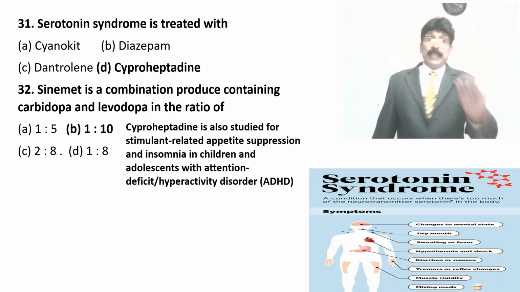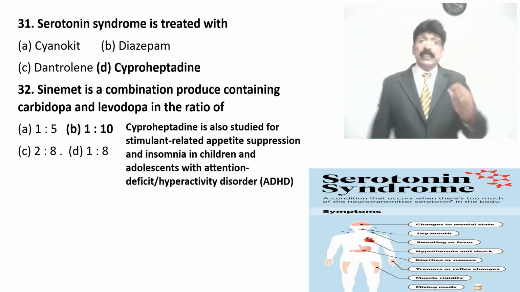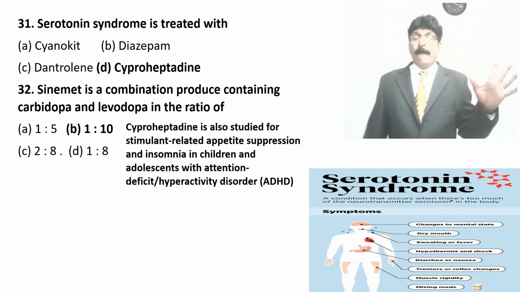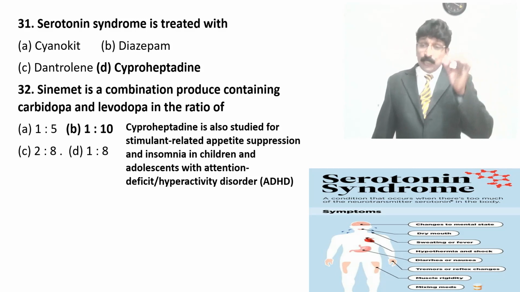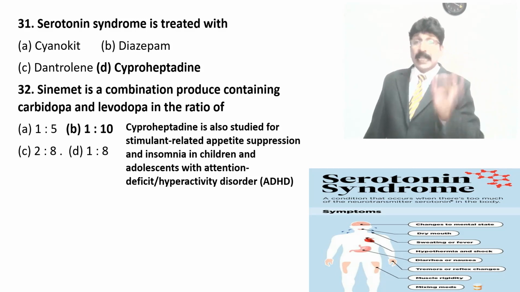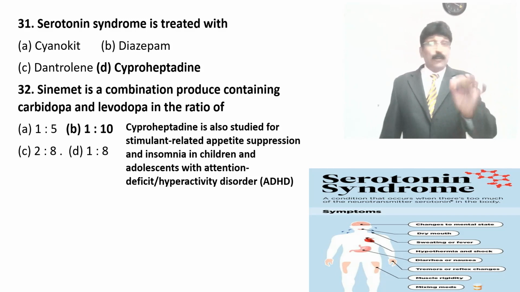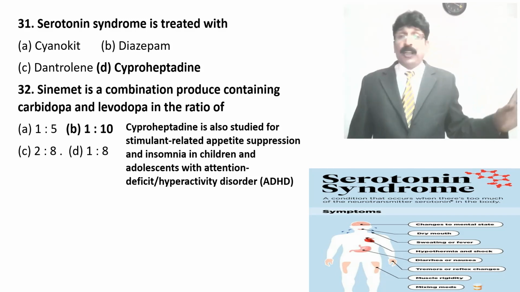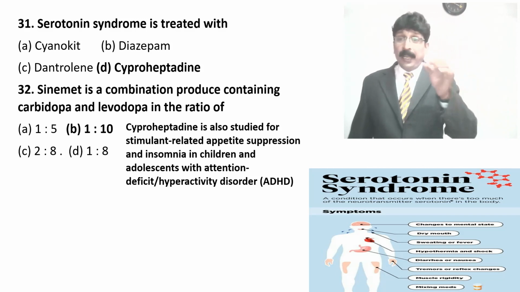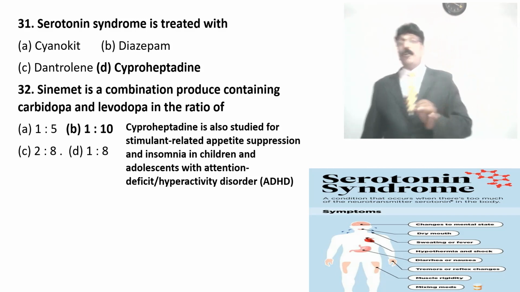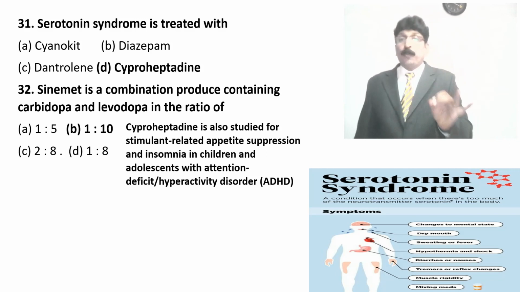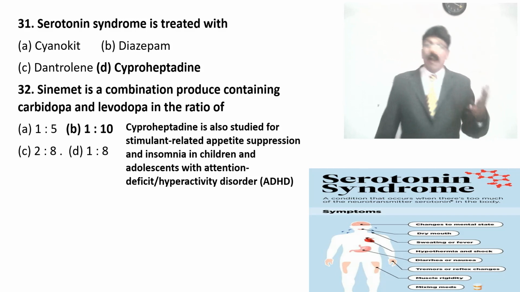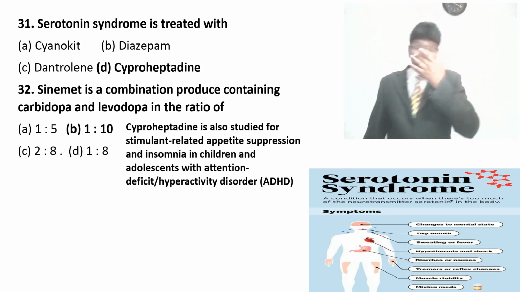Then again, why carbidopa? What is the use of carbidopa in this 1:10 ratio? Carbidopa is used so that the levodopa is not affected until it enters the CNS. The levodopa should not get converted into dopamine in the peripheral region, which is in the muscle, where it would even be wasted. So carbidopa is protecting the levodopa from being converted into dopamine in the peripheral region.